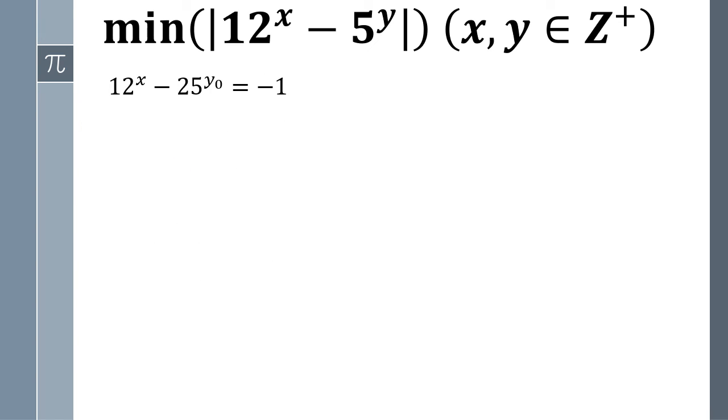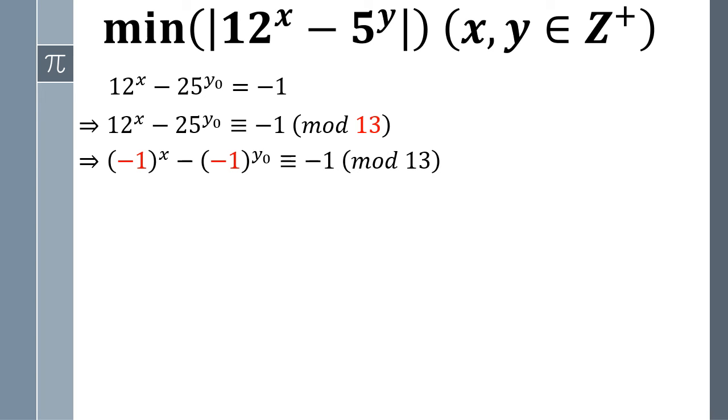Let's write down this equation here. To turn this equation into a congruence expression, the modulus that we're going to choose should be related to both 12 and 25. And this time, we're going to choose 13. The reason is both 12 and 25 are congruent with minus 1 modulo 13. And this congruence expression can be changed into minus 1 to the x power minus minus 1 to the y0's power is congruent with minus 1 modulo 13.